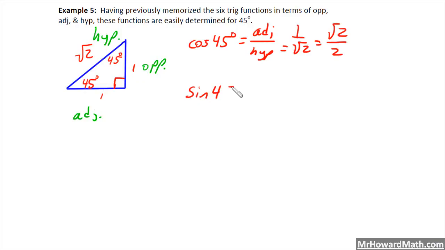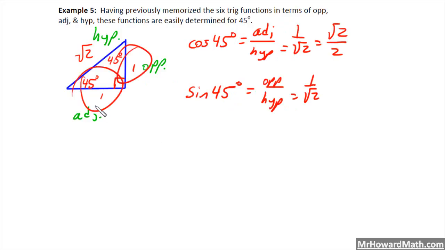Sine 45 is going to be exactly the same because the opposite and adjacent sides are the same here. These angles are the same, therefore their sides are the same that they face. So sine of 45 degrees is opposite over hypotenuse. That's still 1 over square root of 2 because the opposite and adjacent sides are the same. And rationalize that denominator, square root of 2 over 2.